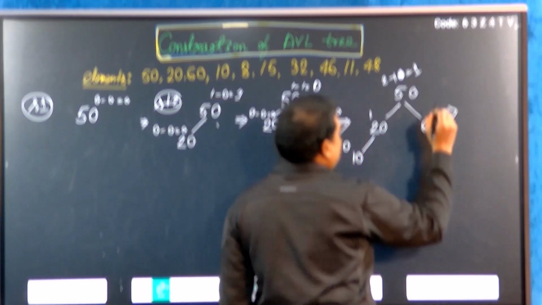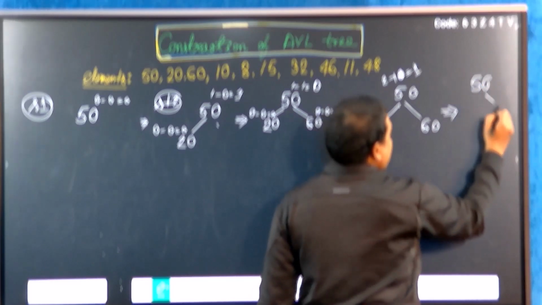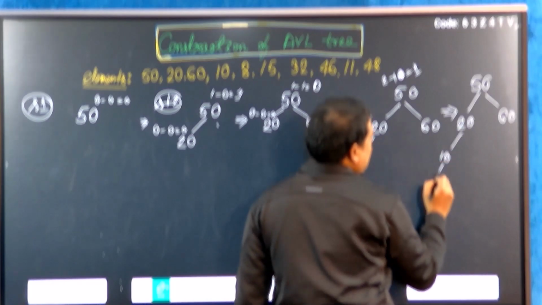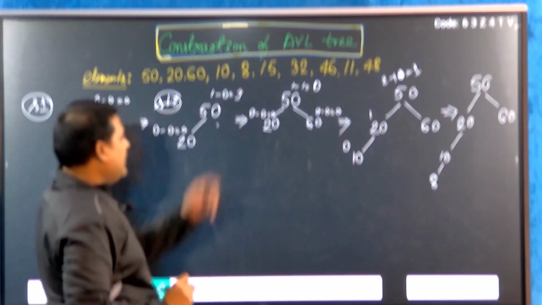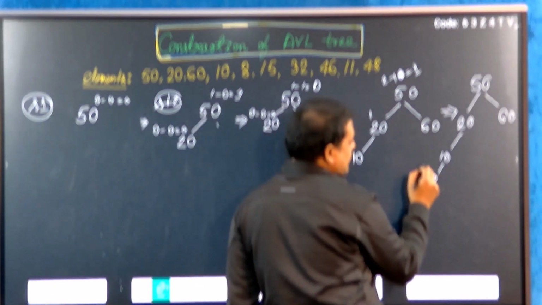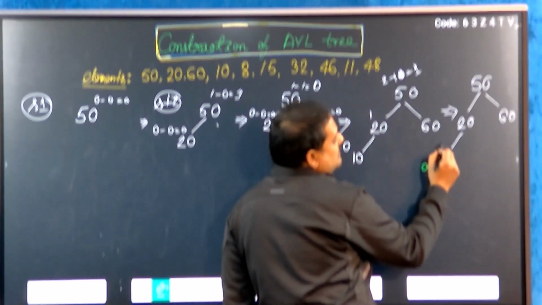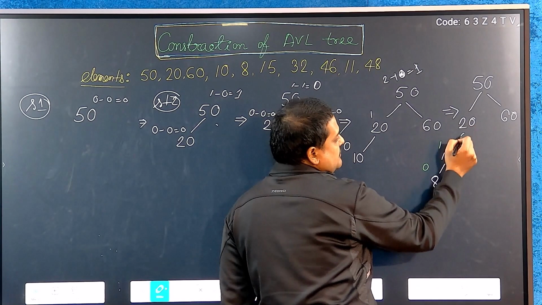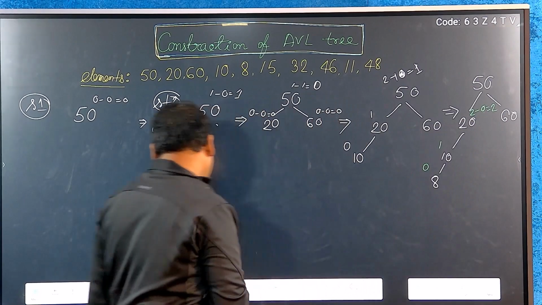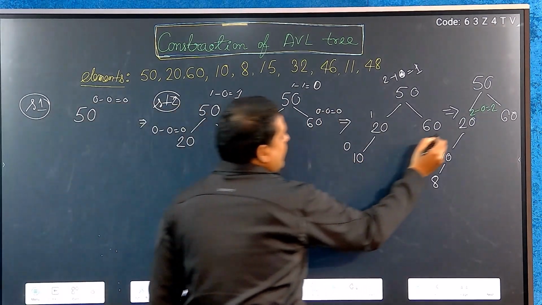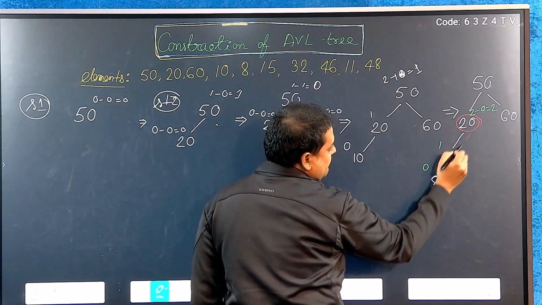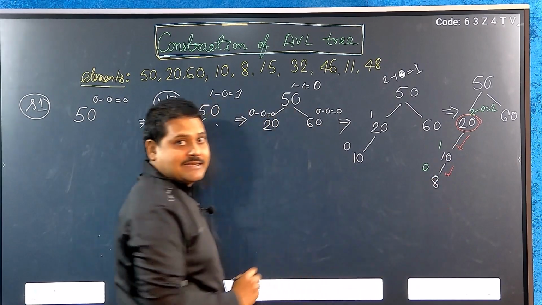So, 50 is here, 60 is here, 20 is here, 10 is here, and 8 is here. Now look, for 8, the newly inserted node, the balance factor is 0, the balance factor of 10 is 1 minus 0, that is 1. For this one, 2 minus 0, this is 2. So, the problem is arising here at 20. How will we recognize where the problem is? From that node, follow the path to the newly inserted node.